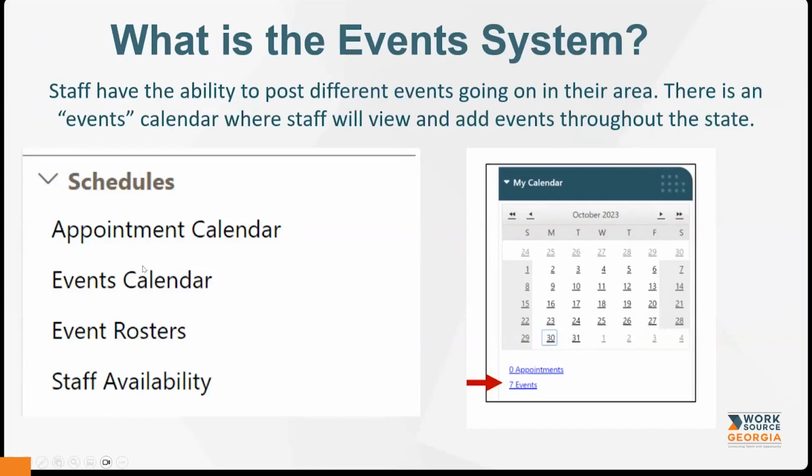And what you see on the screen, and I'm going to show you this when we get in the system, on the left-hand side, this is the left-hand navigation in the system. You have a schedules drop-down, and you'll see the option for the events calendar. On the right-hand side, you see the actual widget that is on your dashboard, and you have the ability just to click on events, and that will take you into the event system to be able to add events. And I'm going to show you how that's done in a minute.